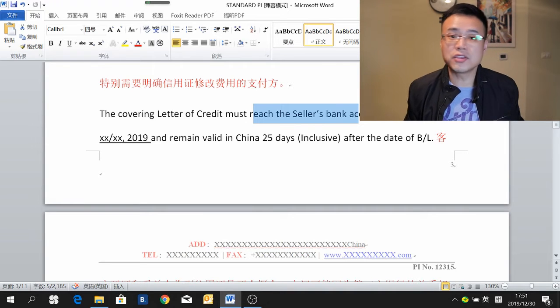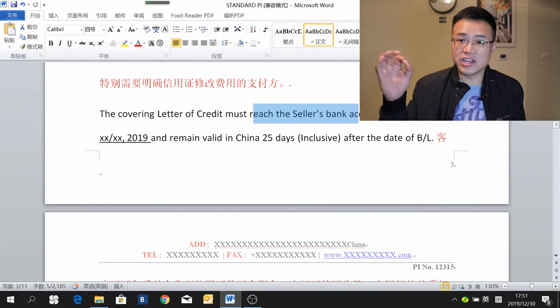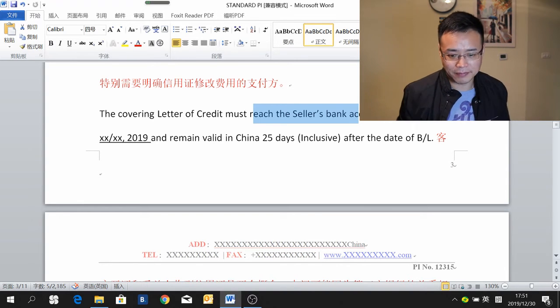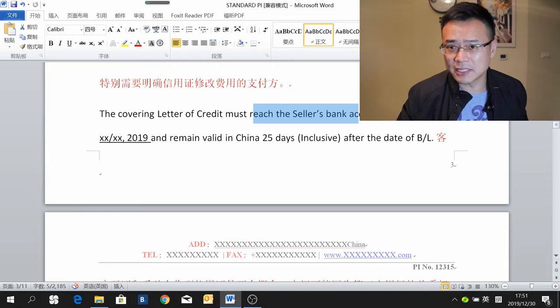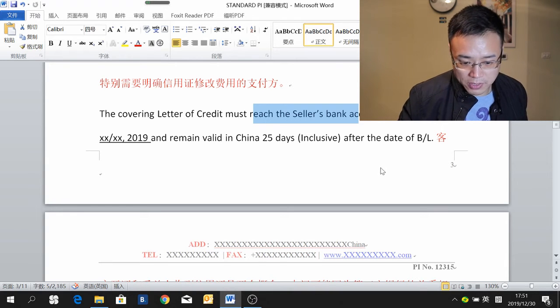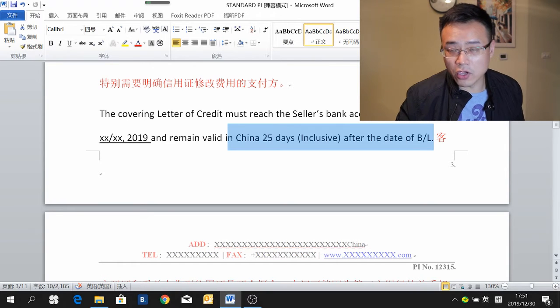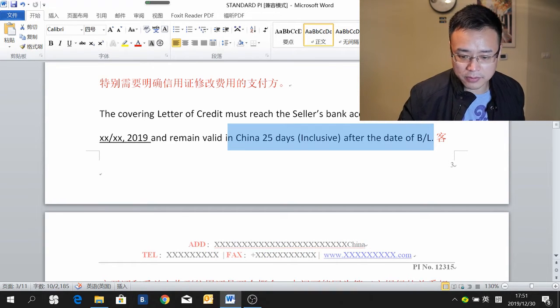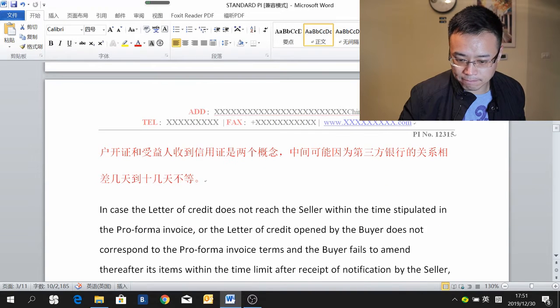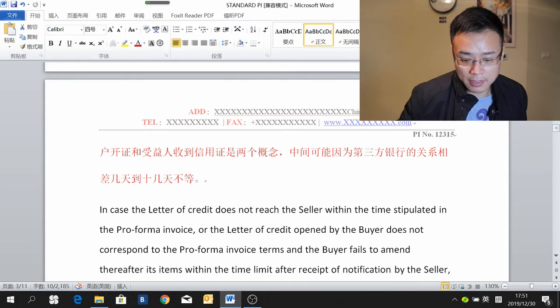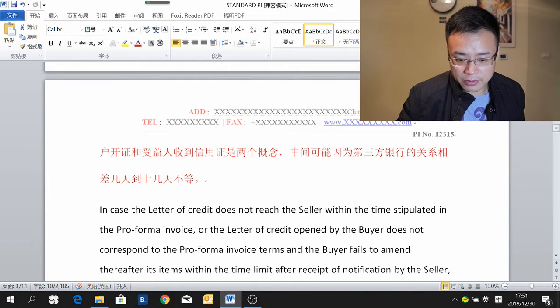I don't care when you issue the LC. What I only care about is when I have the LC in my hand, in my bank account. Without the LC, I cannot do anything, right? So you have to mention reach the seller's account and remain valid in China 25 days inclusive after the date of BL. That means the LC allows you 25 days to present the documents. Of course, a lot of clients won't give you 25 days. Normally they give you 21 days. But we always ask for 25 days.